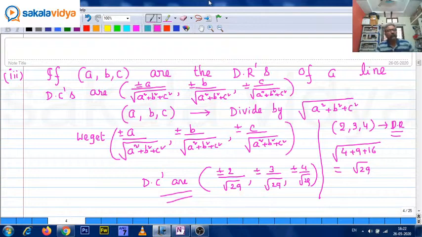Right, now if direction ratios are given, you can find out. Narra, Dinesh, we don't have any idea about the physics and chemistry. Please concentrate on the class.